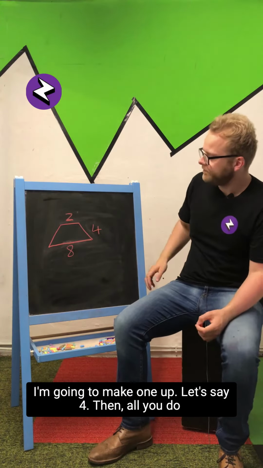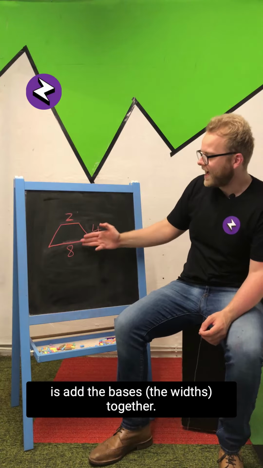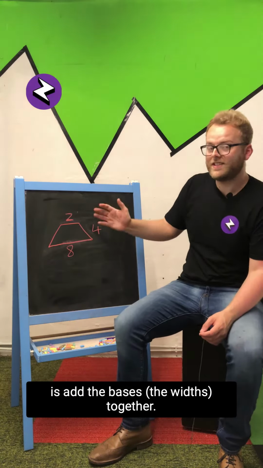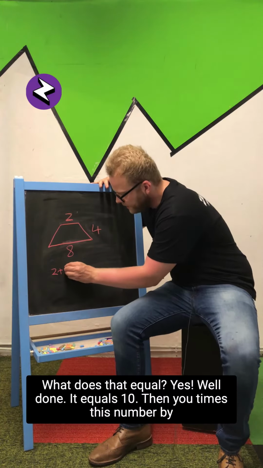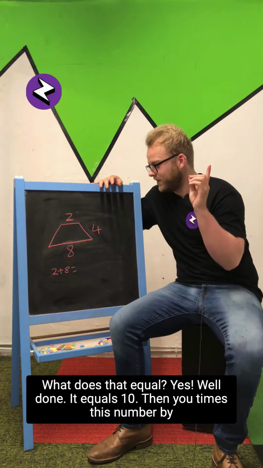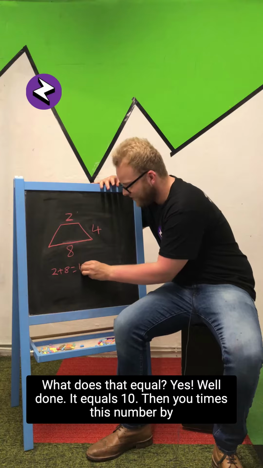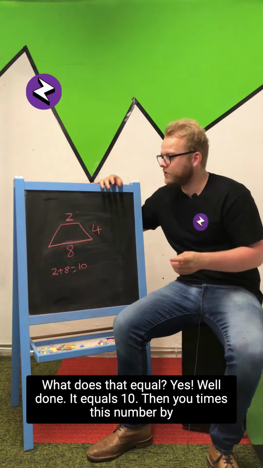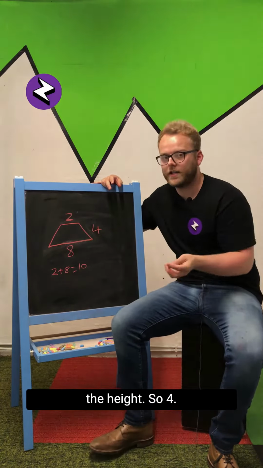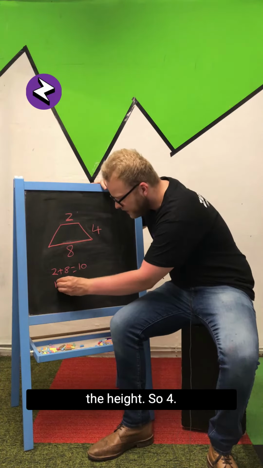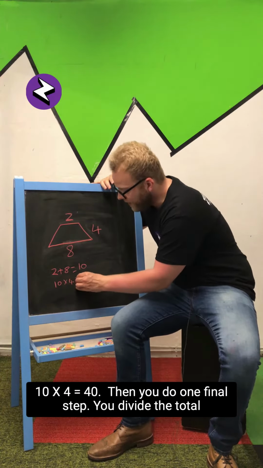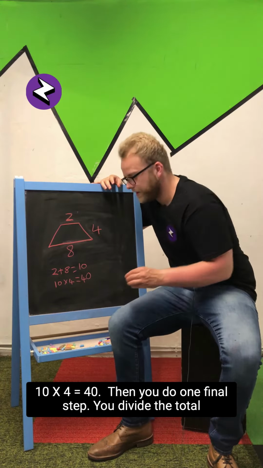Okay, and then all you do is you add the bases, the widths together. So you go 2 plus 8, and what does that equal? Yes, well done, it equals 10. And then you times this number by the height, so you times by 4. So then it would go 10 times 4, and that equals 40, okay?